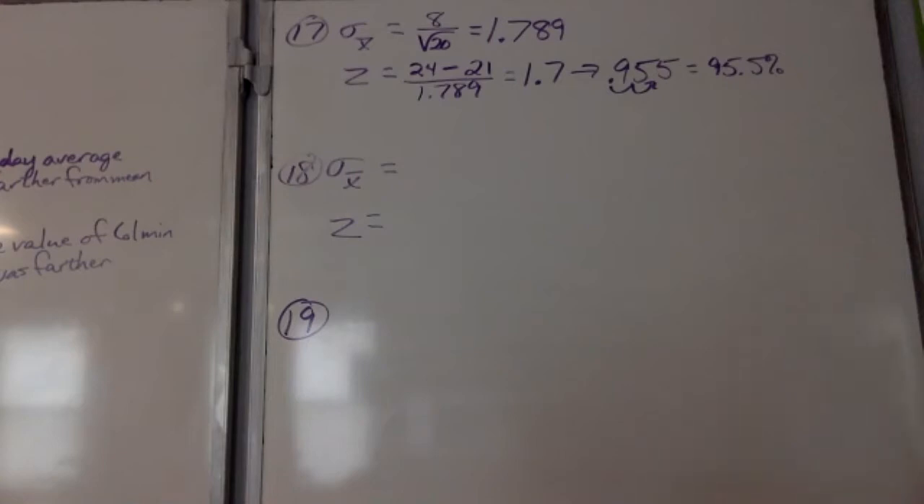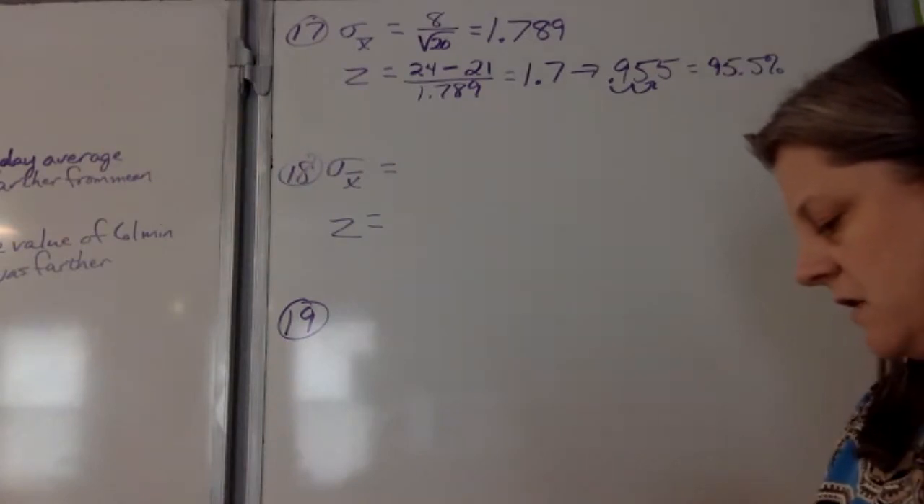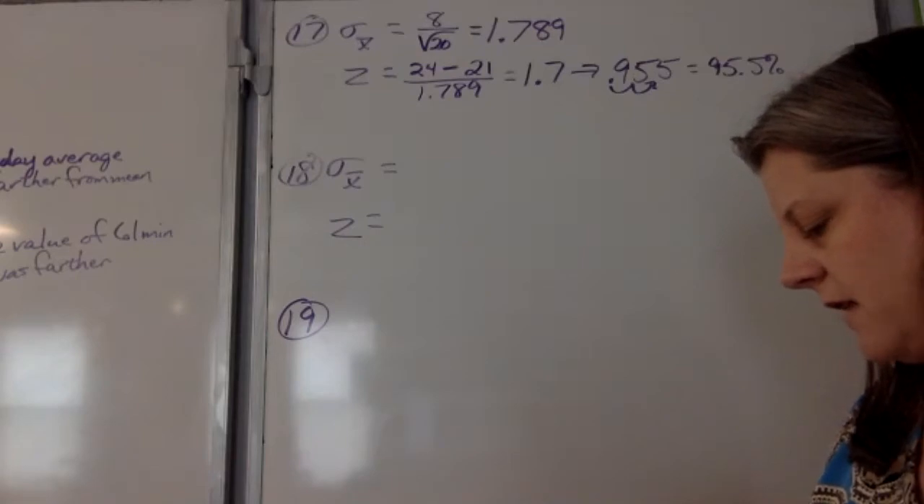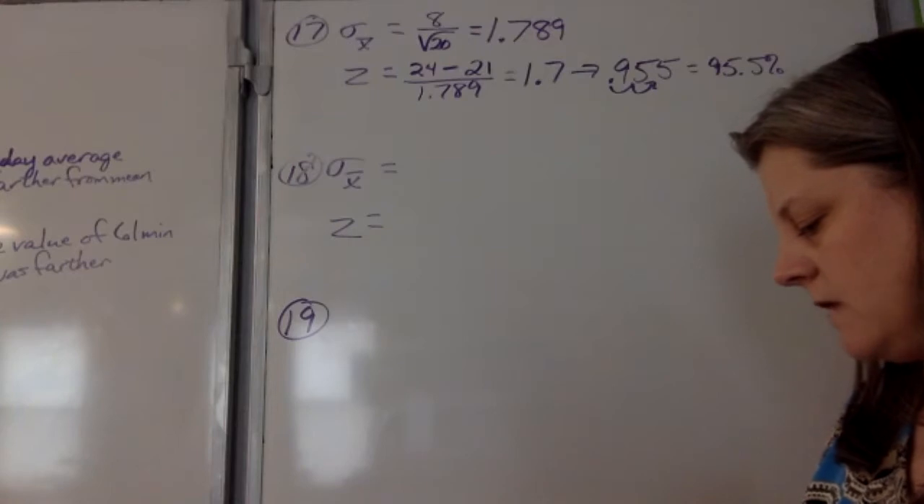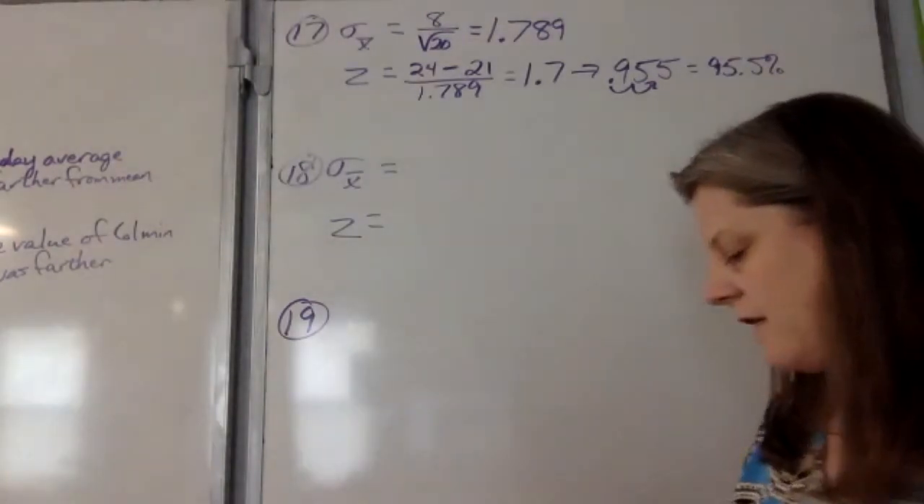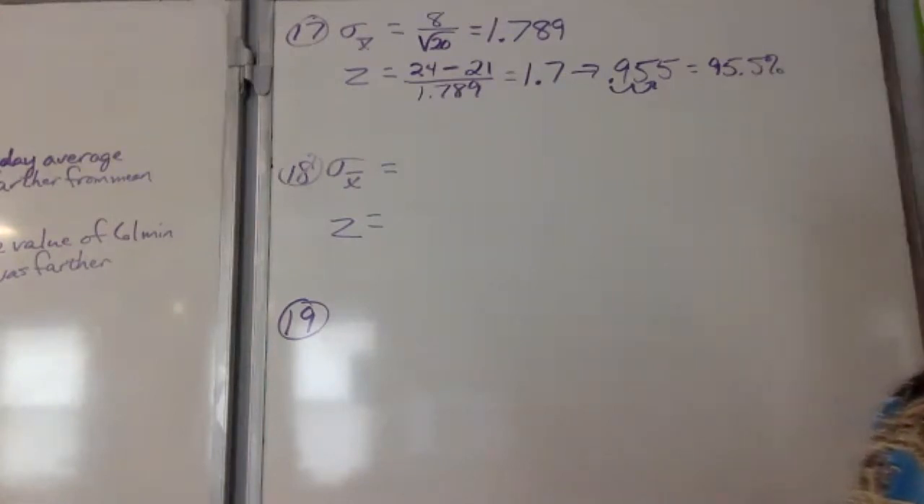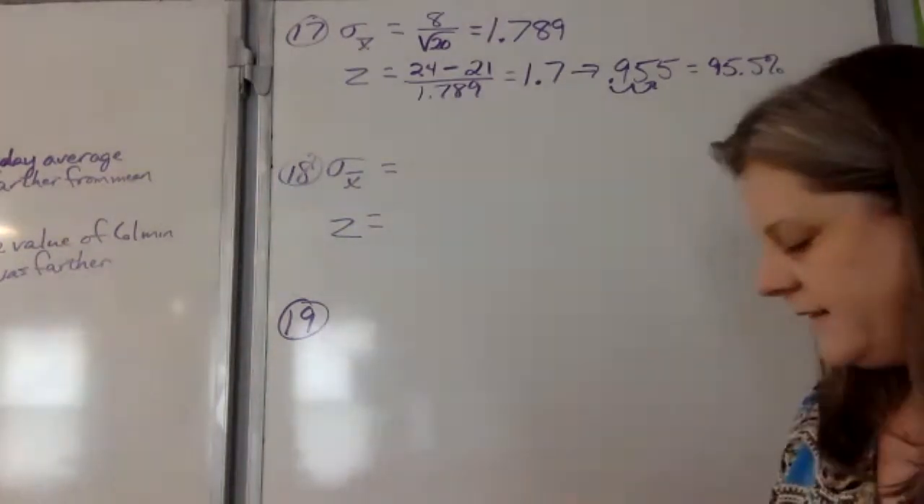So number 18 is similar. Number 18 says, Amanda is a nurse at a doctor's office, and she noticed that the average height for their 10-year-old boy patients is 55 inches with a standard deviation of 7 inches. If she were to take a random sample of 10 10-year-old boys, what is the probability that their average would be 53 inches or higher? So you have to pay attention to that higher when we get to that last step.